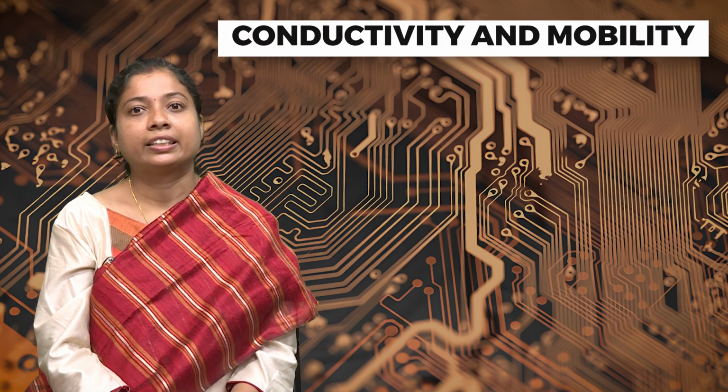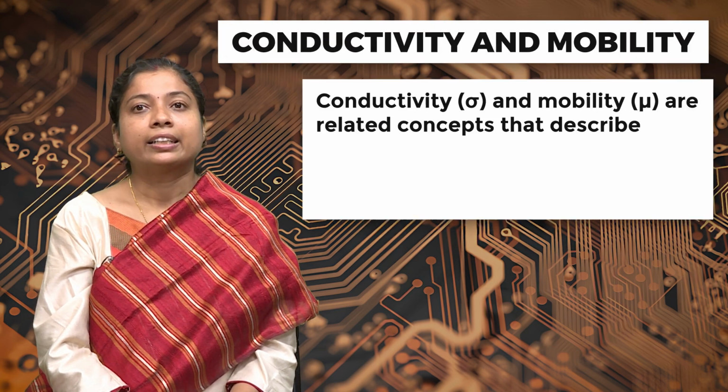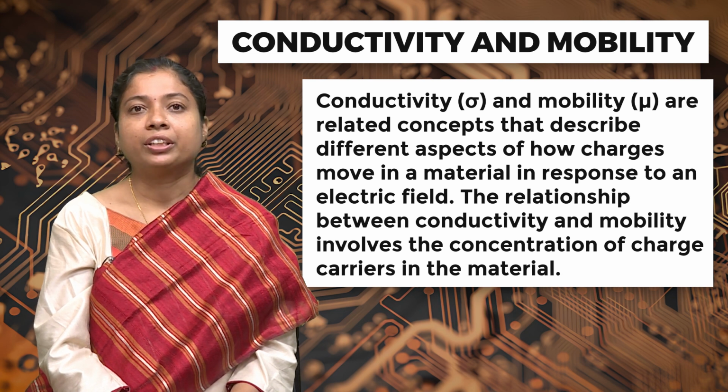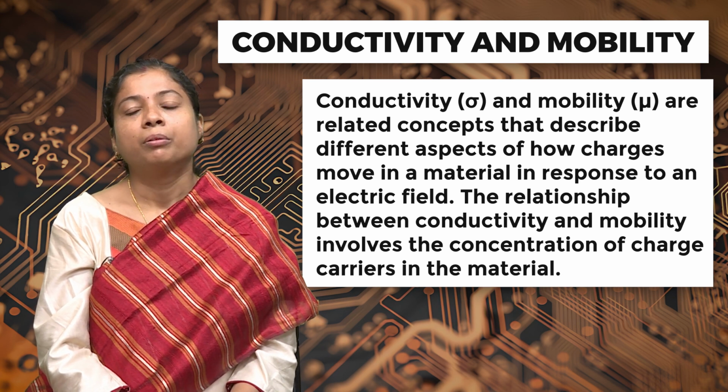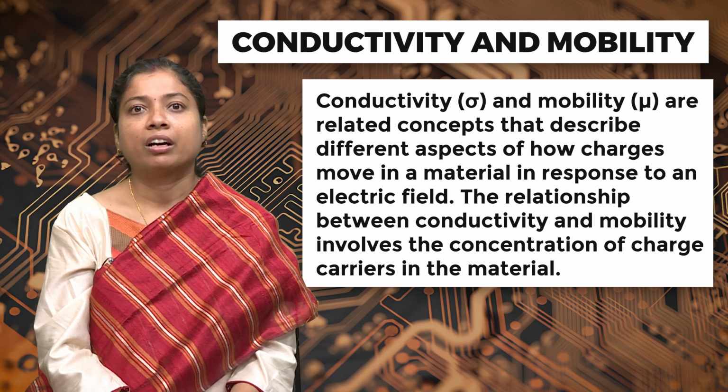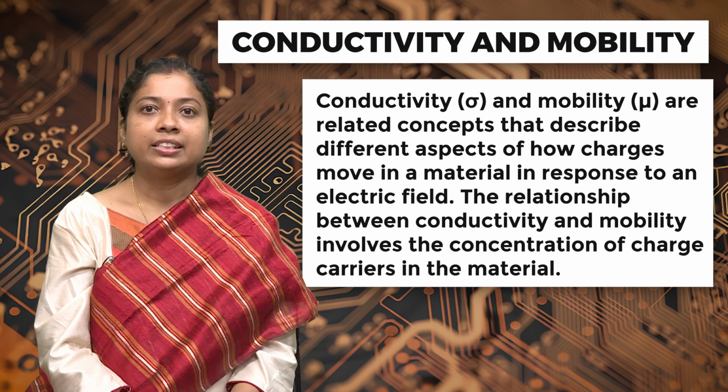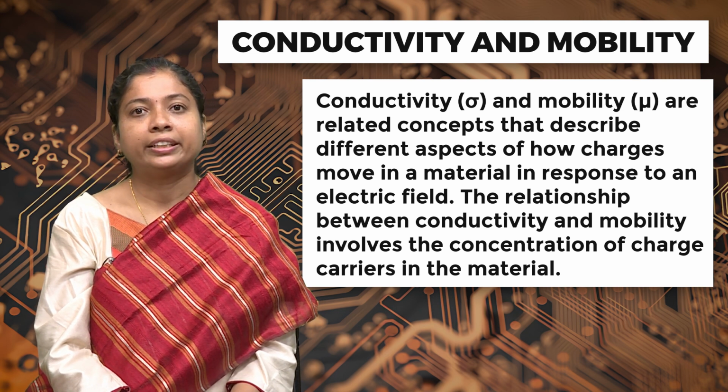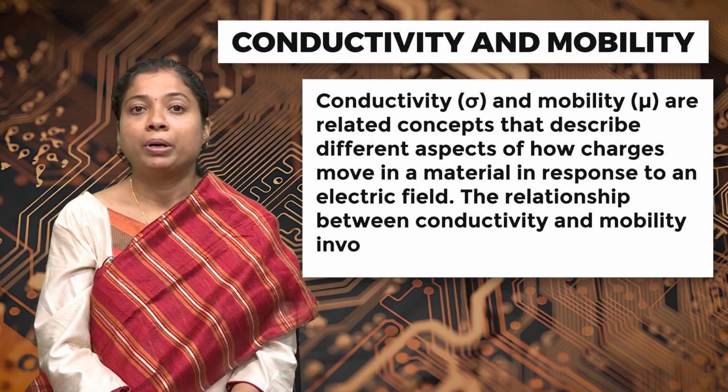Now, conductivity and mobility. Conductivity and mobility, denoted by sigma and mu, are related concepts that describe different aspects of how charges move in a material in response to an electric field. The relationship between conductivity and mobility involves the concentration of the charge carriers in a material. We relate conductivity and mobility in mathematical form.